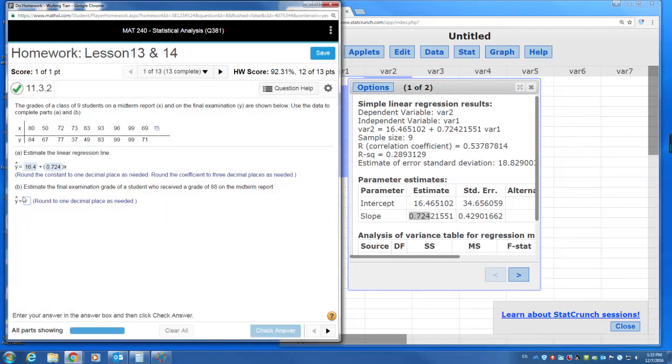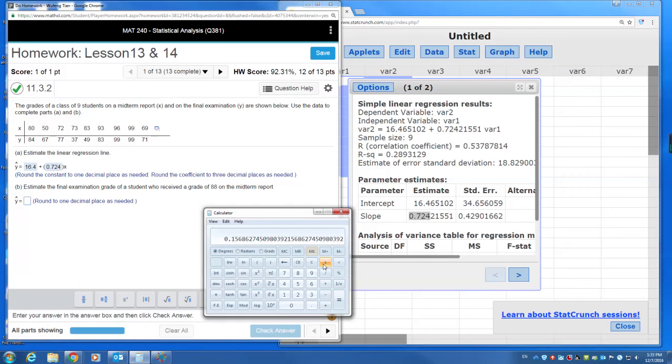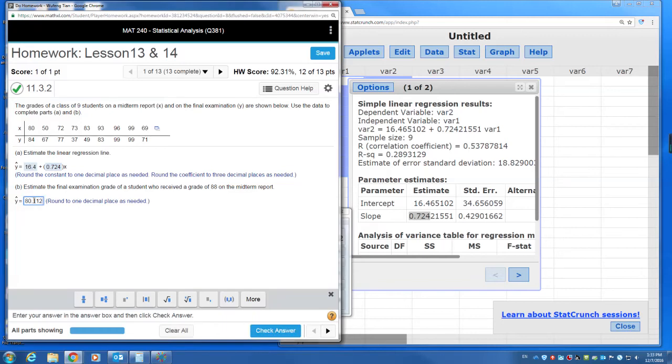Okay, so that's to estimate the final examination grade for a student. Okay, so for 88, plug 88 in. 0.724 times 88 plus 16.4 is 80.112, round to 1 decimal, so it's 80.1.